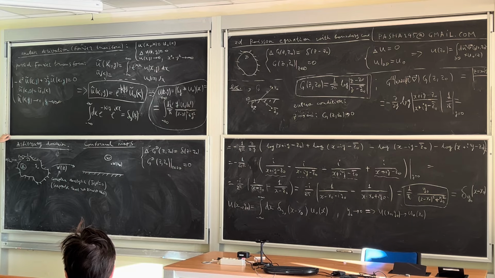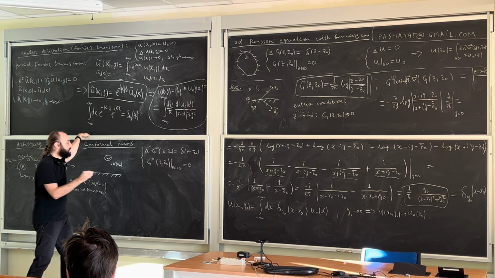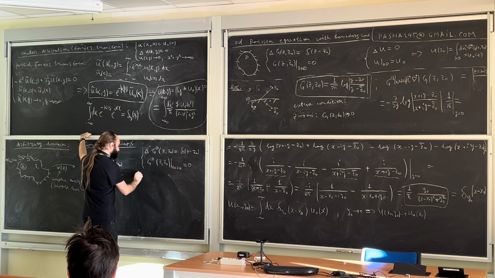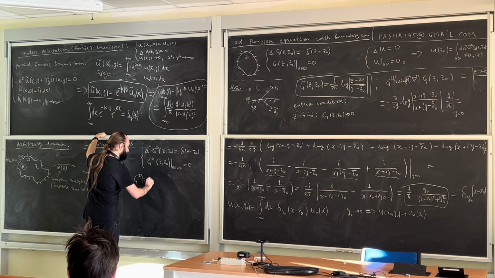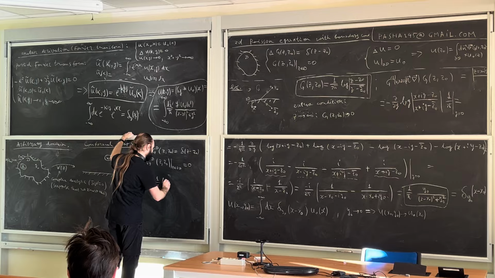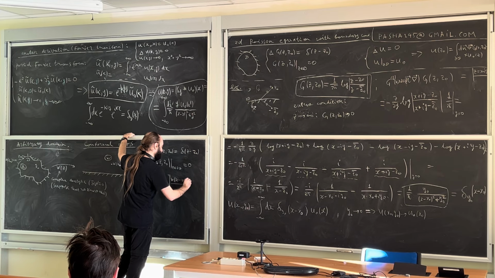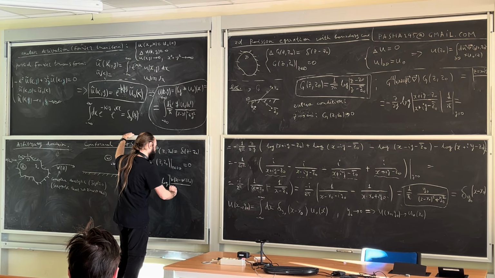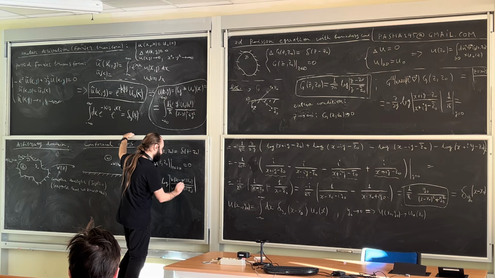So maybe we just compose w with G. Yes. So we can write a formula like this. G_D of z, z0 is 1 over 2 pi logarithm of w of z minus w of z0 divided by w of z minus w of z0 bar. And that's it.